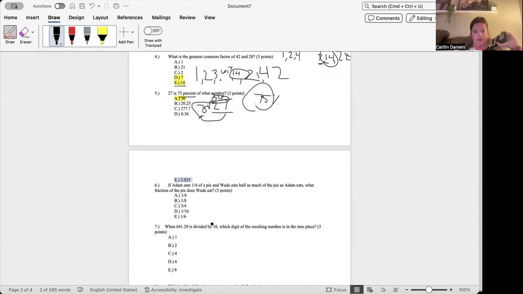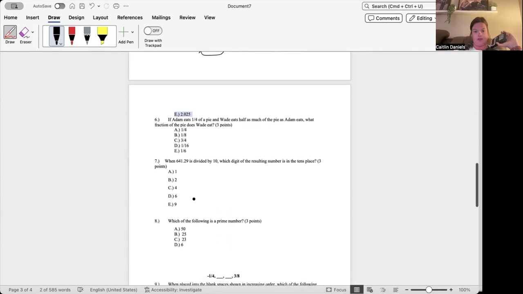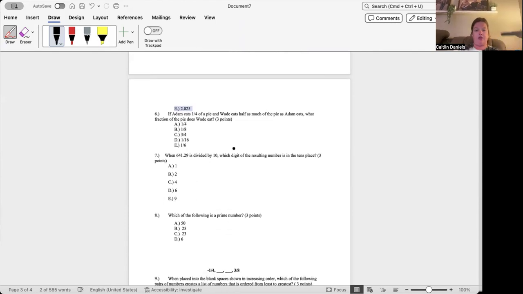All right, number 6. If Adam eats a quarter of a pie and Wade eats half as much of pie as Adam eats, what fraction of the pie does Wade eat? So Adam is going to eat 1/4 of the pie. So let's just put that fraction right there. And Wade is eating half as much pie as Adam.